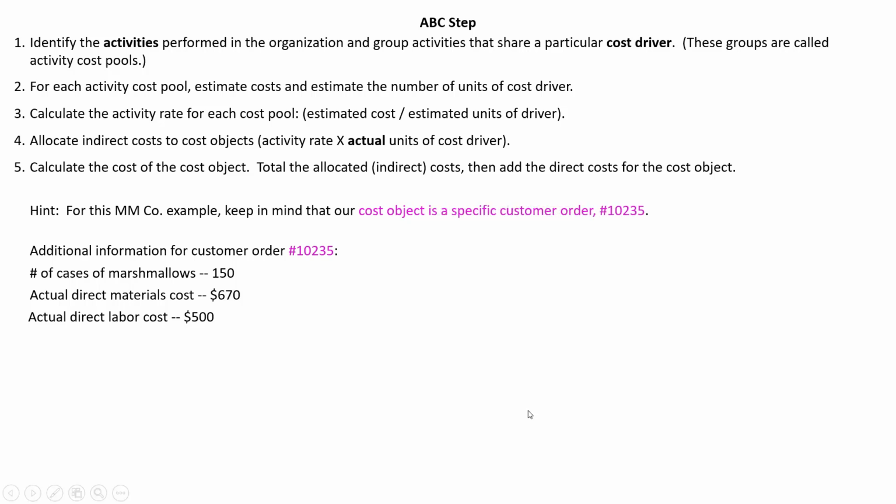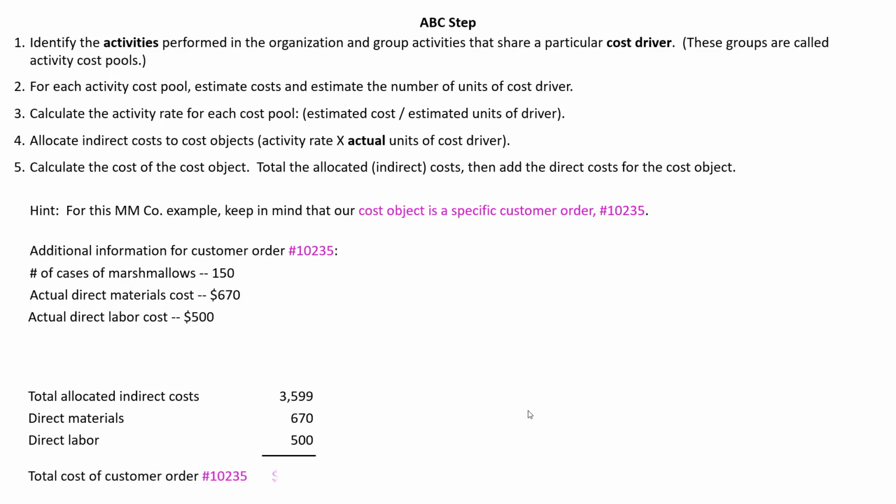We already know that allocated indirect cost was $3,599. Add direct materials cost $670 and direct labor cost $500. The cost of order number 10235 was $4,769. Woohoo! If we want to, we can calculate the average cost per case for this order. 4,769 divided by 150 cases equals $31.79 per case on average.